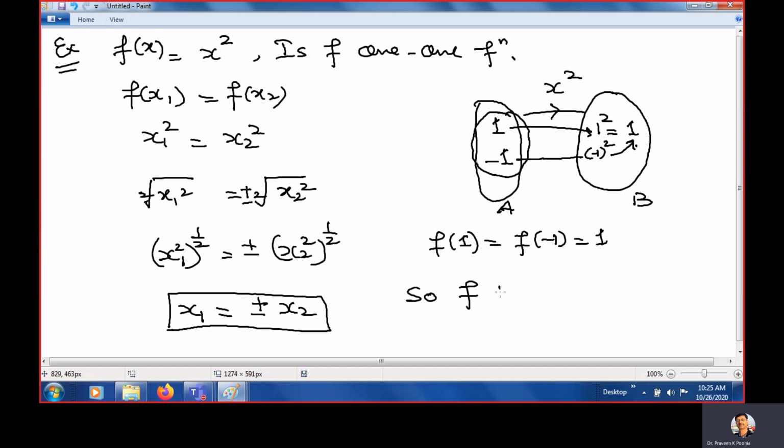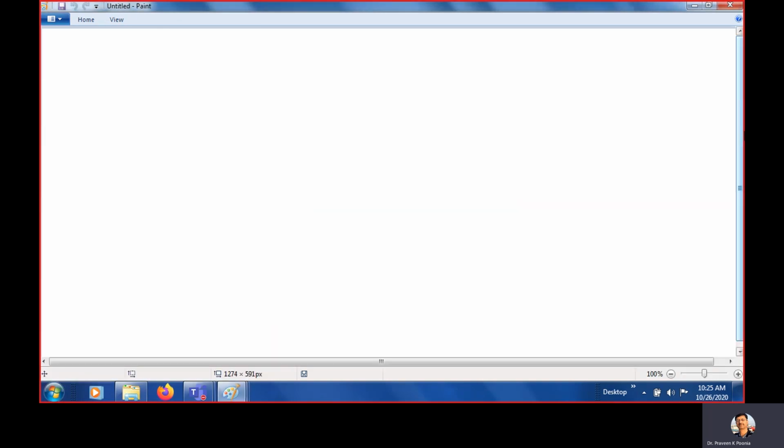So f is not a 1, 1 function. Clear? One more thing I want to tell you. You can write it down as a note.